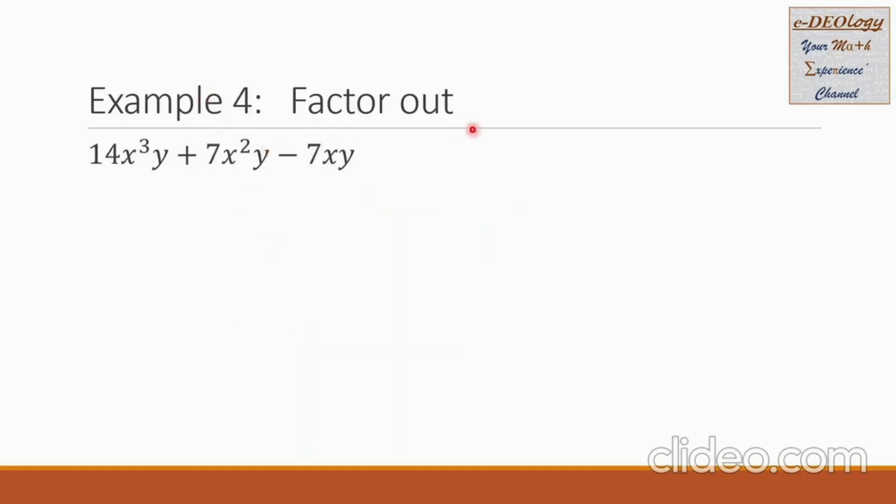Example 4: factor out 14x cubed y plus 7x squared y minus 7xy. Note that we have here three terms, and our GCF here is 7xy. Then we write the factors.